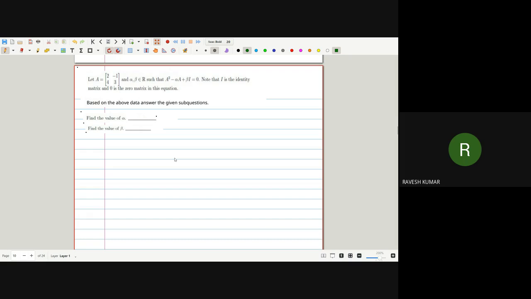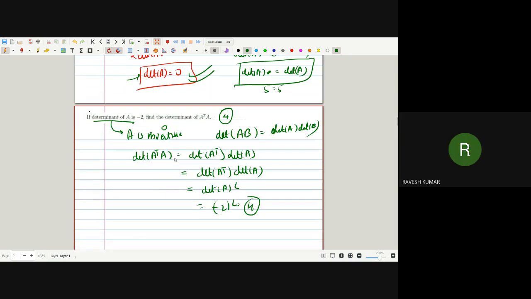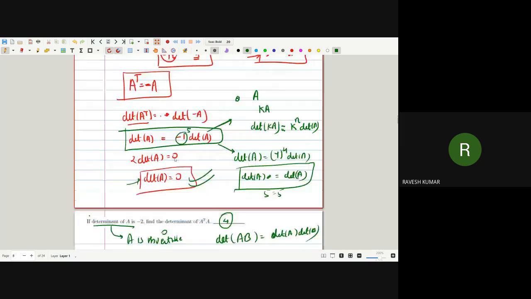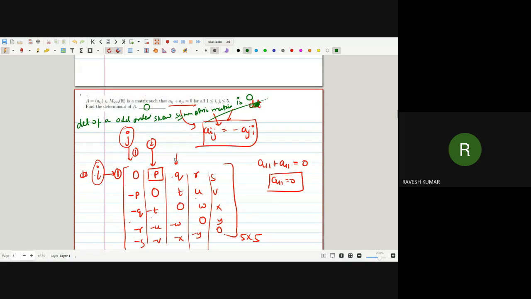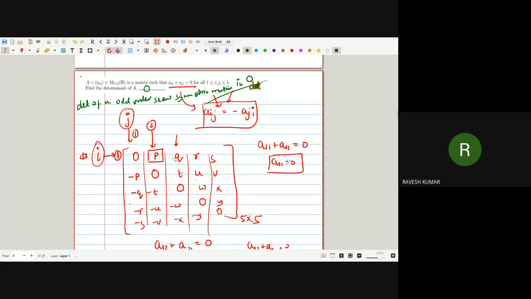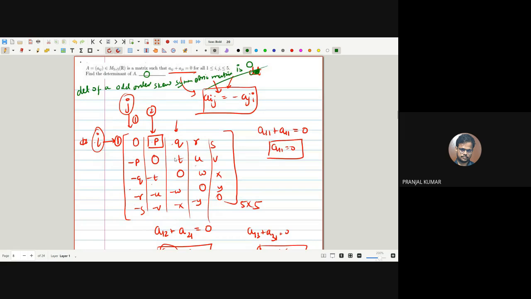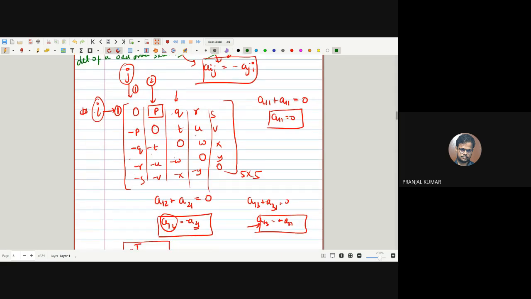Sir, excuse me, sir. In the previous question, if all the diagonal elements are 0, then can we say that the determinant is 0? No. You cannot tell that. You can only tell if all the elements here were 0.